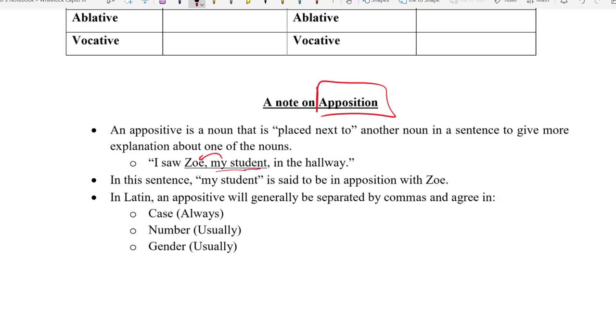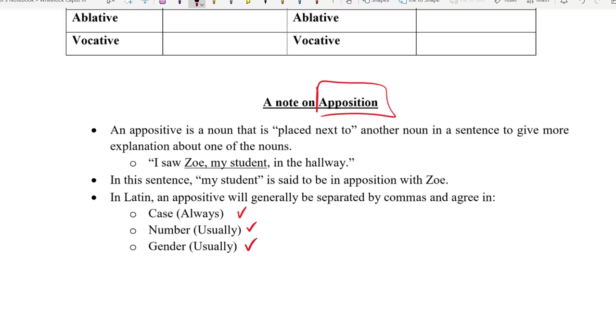But this is just something to keep in mind. It's basically a little phrase that's giving a little bit more detail about a person. It's the same person. Zoe is my student, and my student is Zoe, right? But it's just this idea of adding extra information. In Latin, an appositive is generally separated by commas, and it pretty much always agrees in gender, number, and case. Okay, those three ways.